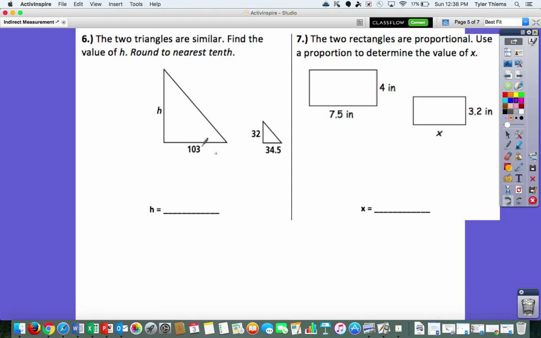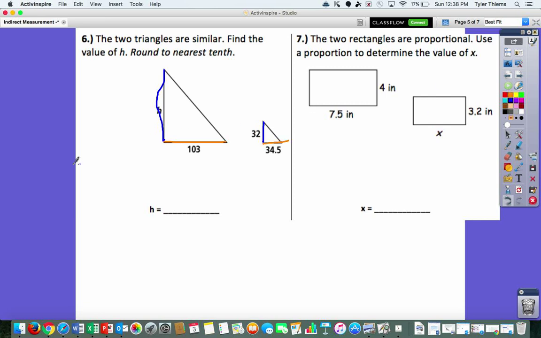All right, for number 6, same type of situation here. We have two similar triangles. We need to round our answer to the nearest tenth. We can match up the corresponding sides. This h is going to equal to this. Notice that this is the bigger triangle, and then this length is going to correspond to there.